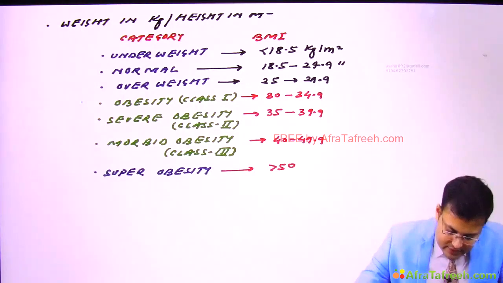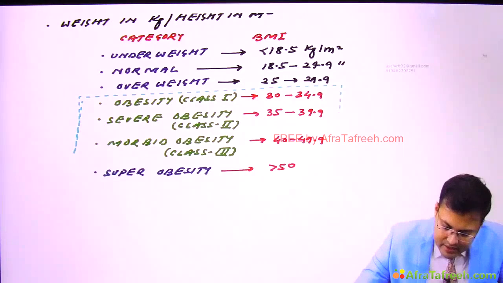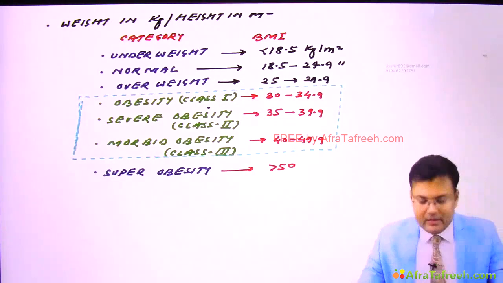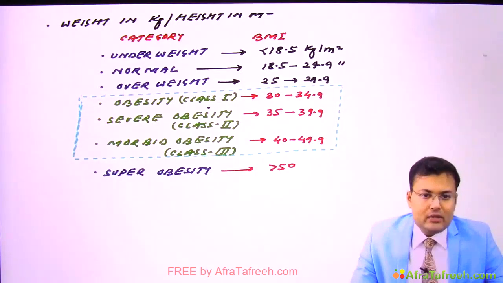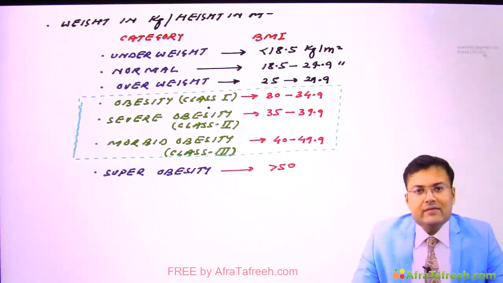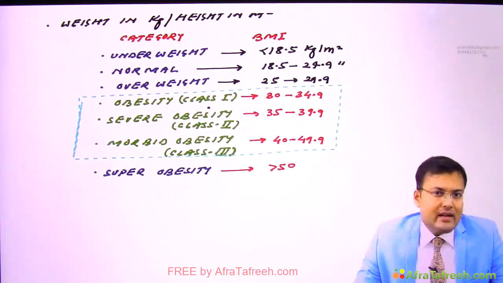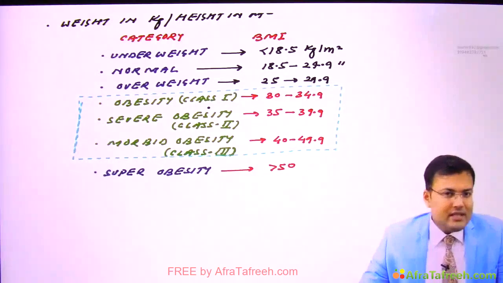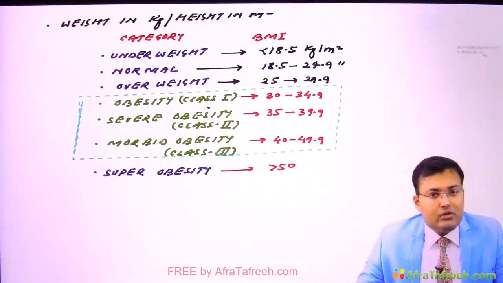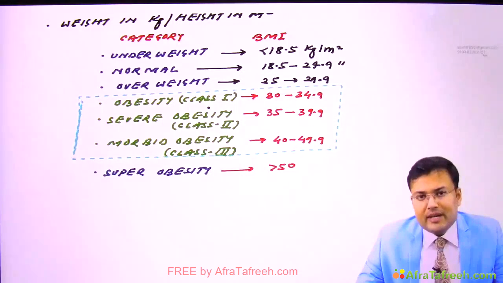Clear? So this is frequently asked. This BMI you are supposed to remember. Class 1 obesity is 30 to 34.9, class 2 is known as severe obesity, 35 to 39.9, and class 3 is known as morbid obesity, where the BMI is 40 to 49.9. Now why did we discuss BMI? Because I want to tell you the indications for bariatric surgery.